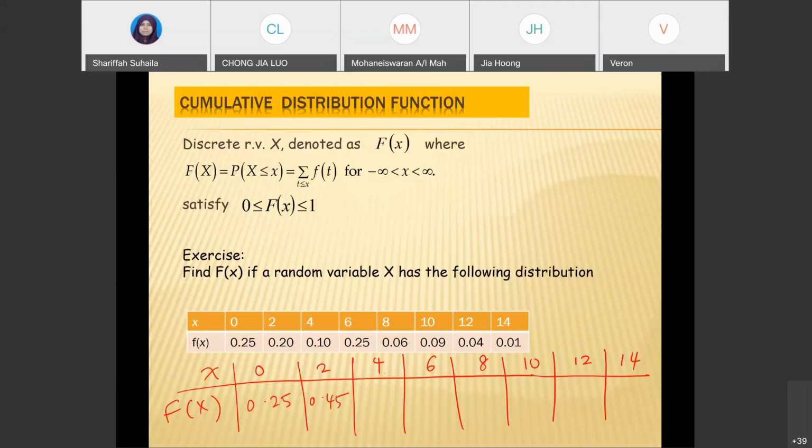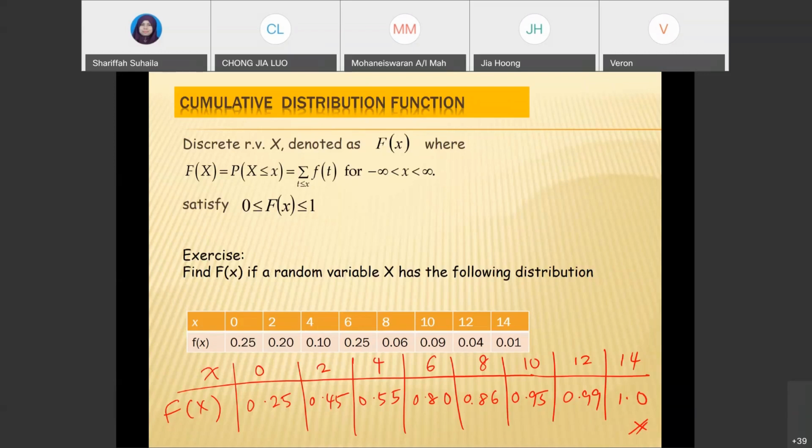F4, add another 0.3, so 0.55 plus 0.25, that is 0.8, okay, 0.86. Then 0.95, 0.99, and then 1. Okay, so that is your capital Fx, the cumulative distribution function. Itu simple je lah ya, basic. You have the x values and then you want to build up your capital F, the cumulative distribution function, so add the values before it.